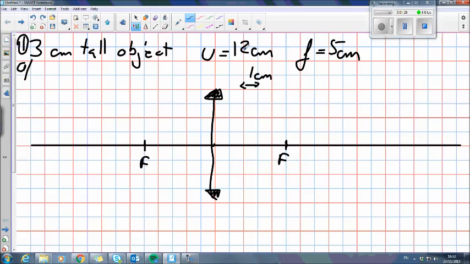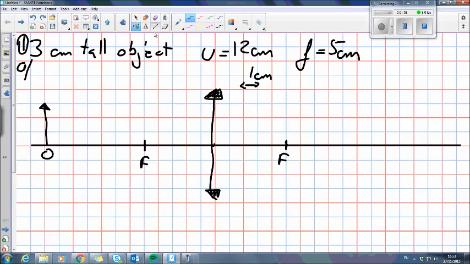Now we need to place the object 12 centimeters. So again, starting from the zero point, the cross where the optical axis and the lens meet. So that's 0, 2, 4, 6, 8, 10, 12. That's where my object would be sitting. How tall is it? 3 centimeters. So 1, 2, 3 units upright on the optical axis. So that's my object.